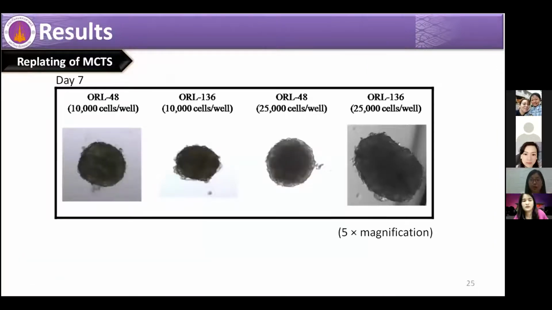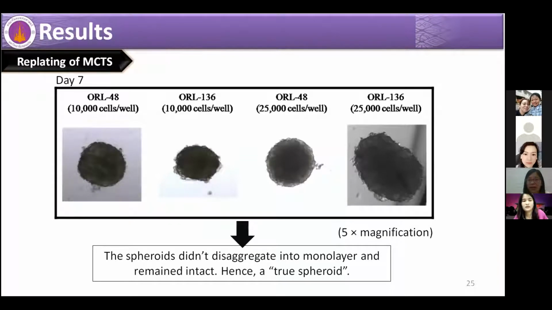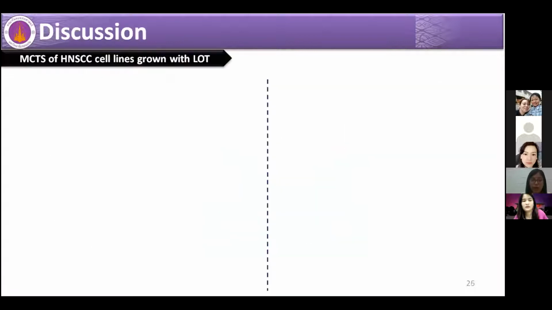And this is the picture after replating on day 7, and you can see that the spheroid remained intact. It did not disaggregate into monolayer, hence a true spheroid.